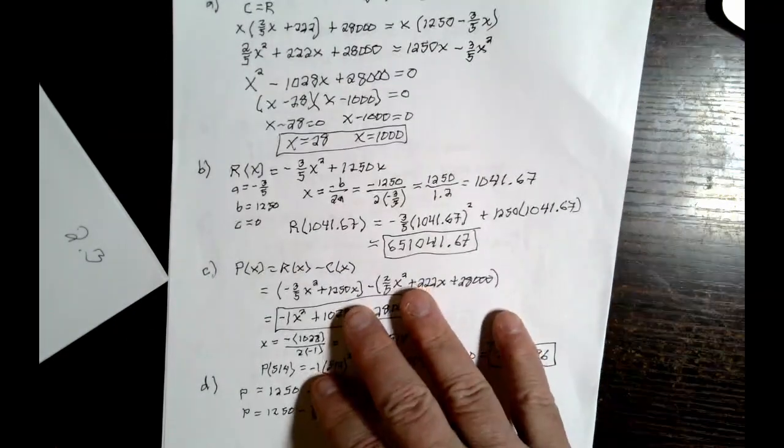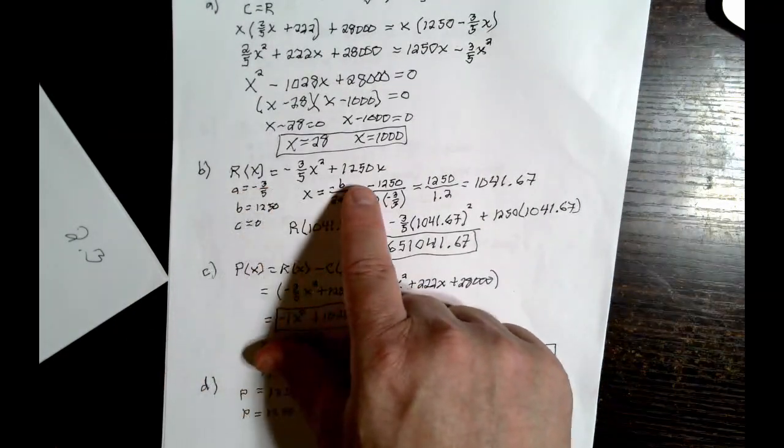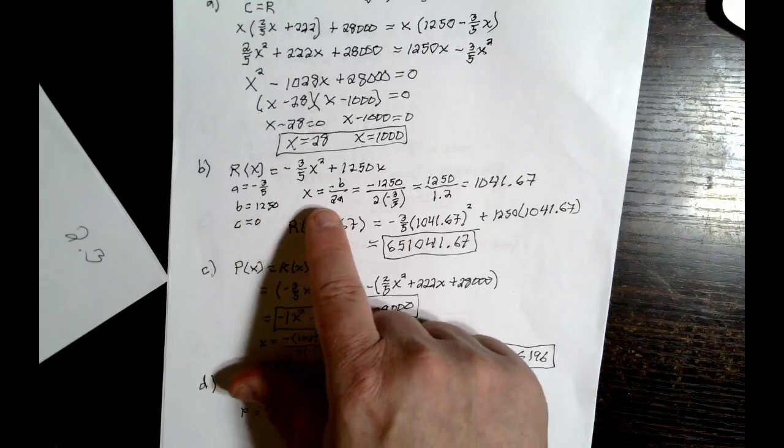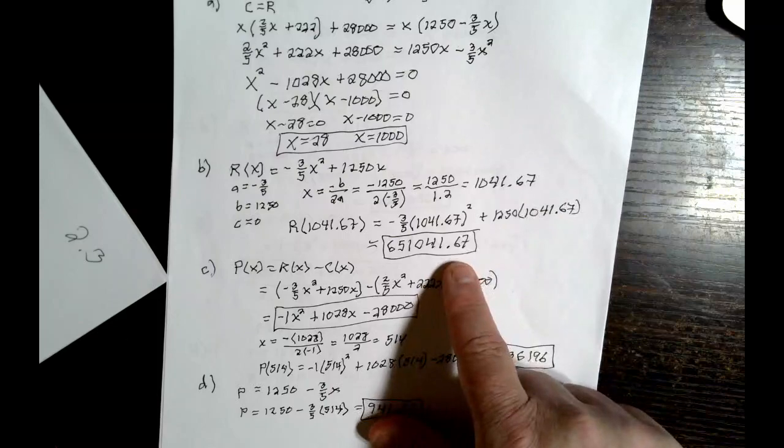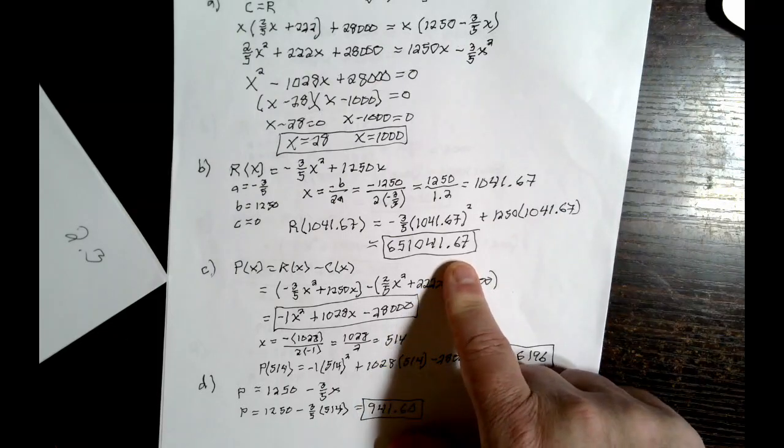Then part B says maximum revenue. Find that by taking the revenue function and again finding negative b over 2a and throwing that into the revenue function, and you get this. That is your maximum revenue.